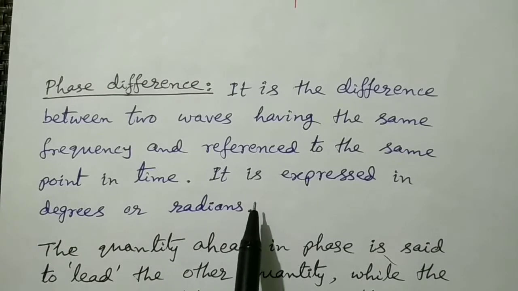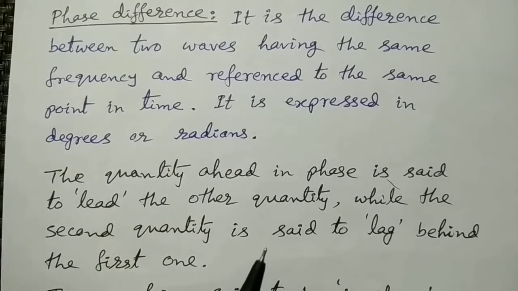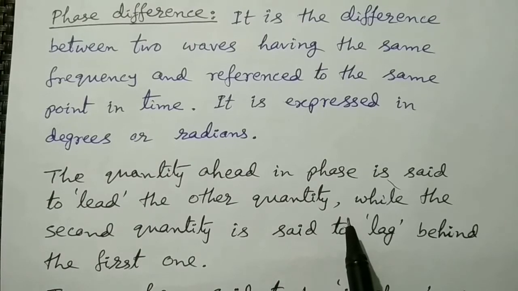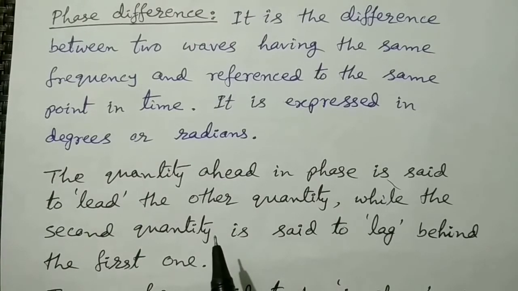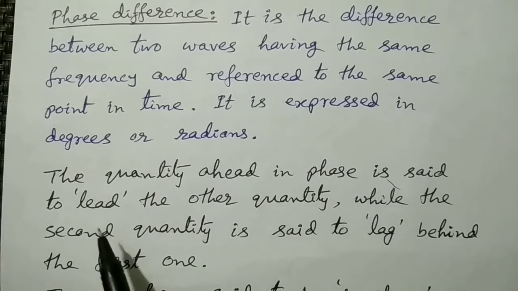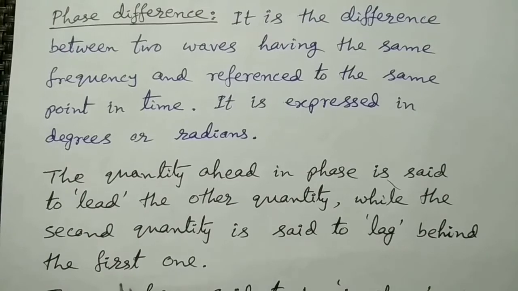The phase difference may be the angular displacement between two currents, between two voltages, or between voltage and current. When we draw two phasors of two different alternating quantities, the quantity which is ahead in phase is said to lead the other quantity, while the second quantity is said to lag behind the first one.